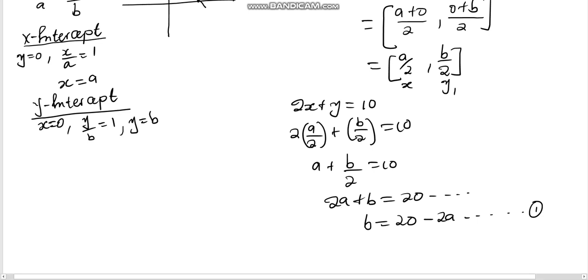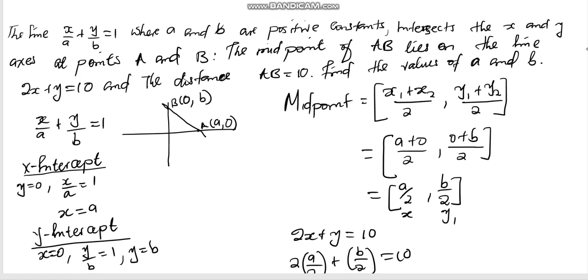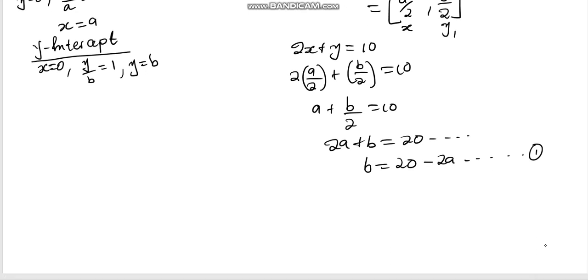Then let's analyze the question again. So we've solved this question up until this point here. Now we're told that the distance AB is equal to 10, meaning that the distance from this point here up to that point there is equal to 10. We know the formula for the distance, so we simply calculate there. We know that the distance is equal to the square root of (x2 minus x1) squared plus (y2 minus y1) squared, like this here.